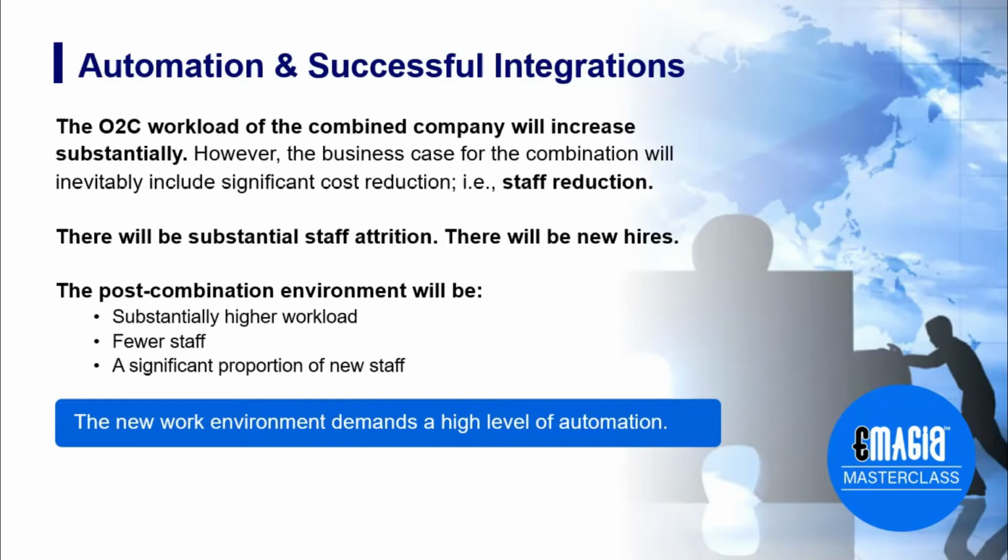There'll be some new hires. So what's that post-combination environment going to look like? Well, substantially higher workload, fewer staff, and a number of those new staff are going to be new on the learning curve. So how do you counteract that? Well, you can add a whole lot of people temporarily and bring them down as time goes on. Or you can plan for the future and implement a permanent solution with automation.